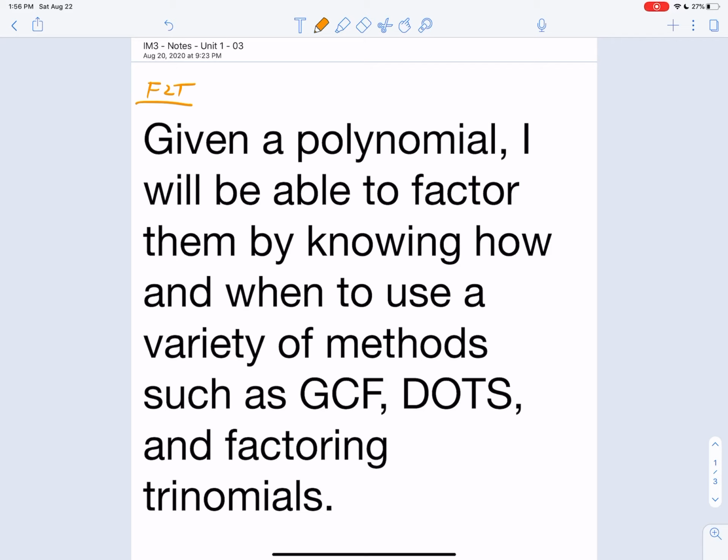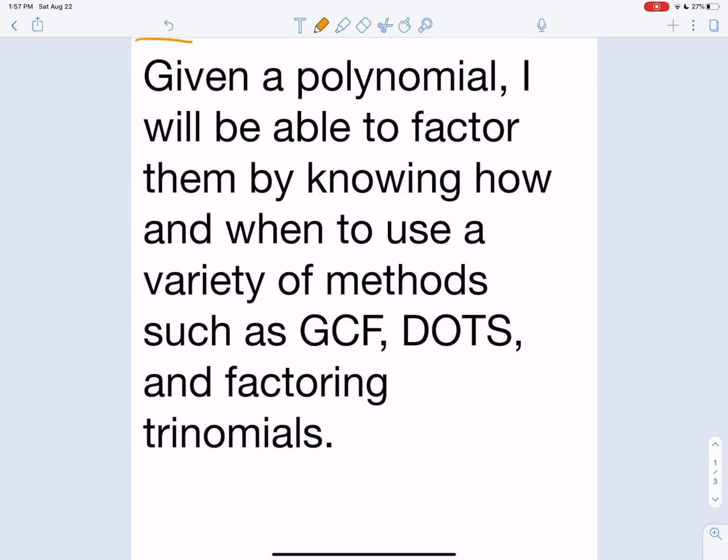Here we go. Given a polynomial, I will be able to factor them by knowing how and when to use a variety of methods, such as GCF, DOTS, and factoring trinomials. Okay, so by the end of this lesson, you guys, you want to get really good at not just knowing how to use GCF, DOTS, and factoring trinomials, but also the when. How and the when, okay?